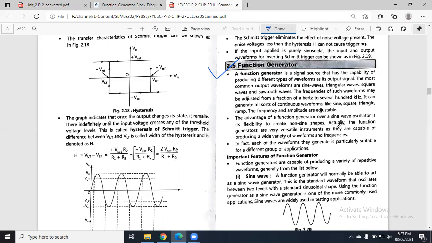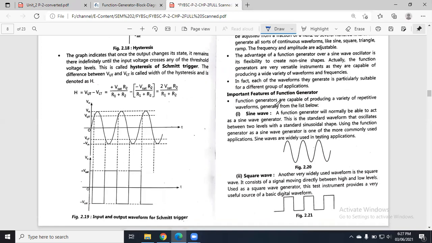Actually, function generators are very versatile instruments as they are capable of producing a variety of waveforms at their output. The variety of waveforms is huge, as is the range of frequencies. It is going to produce output waveforms from very low frequencies up to very high frequencies. Now, which different kinds of waveforms can we see with the help of a function generator? The first one is your sine wave. It is a continuous analog signal, right?